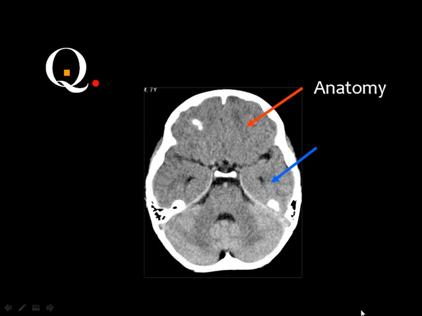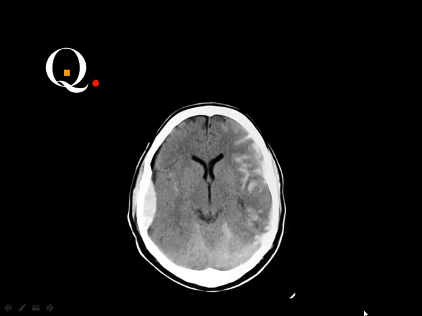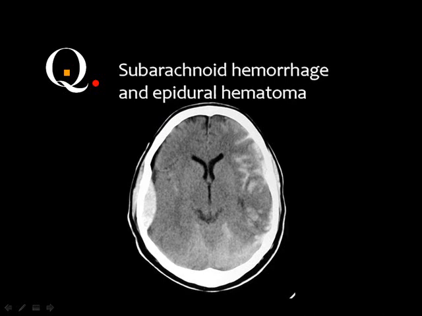Then the anatomy, what do you think of this part of the brain? Frontal lobe, and this temporal lobe, and this is basilar artery, and this is the bones, and this is, yes, the vermis of the cerebellum. Very good. What do you think of this case? Epidural on the right side, yes, very good. Epidural on the right side and subarachnoid on the left side. This is actually a good association in trauma. You may get epidural hematoma and subarachnoid hemorrhage in the same case.